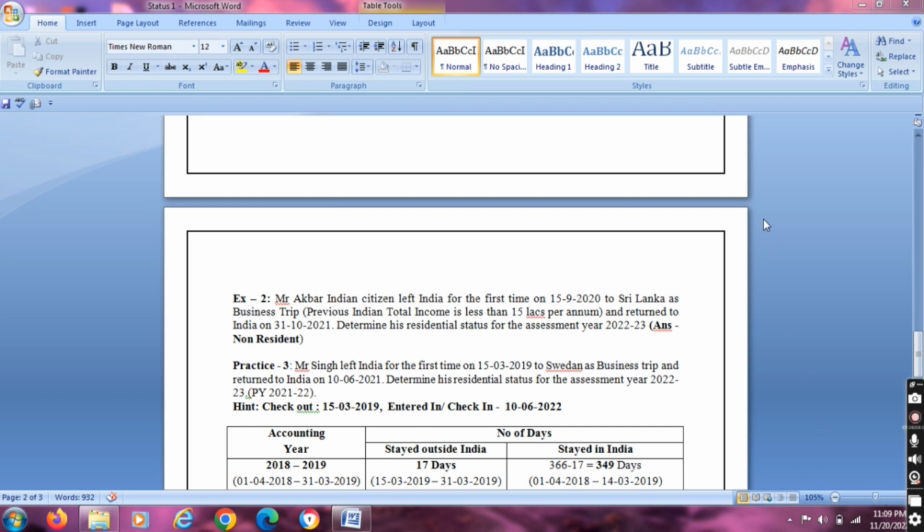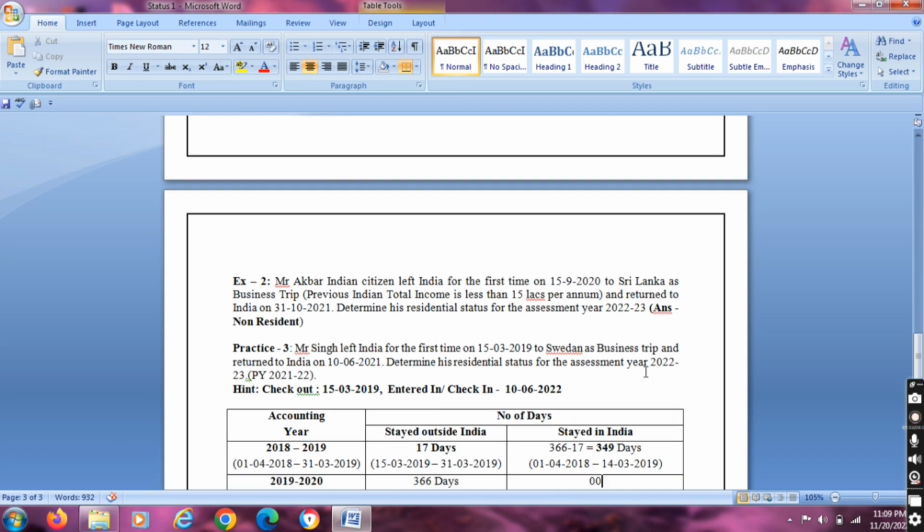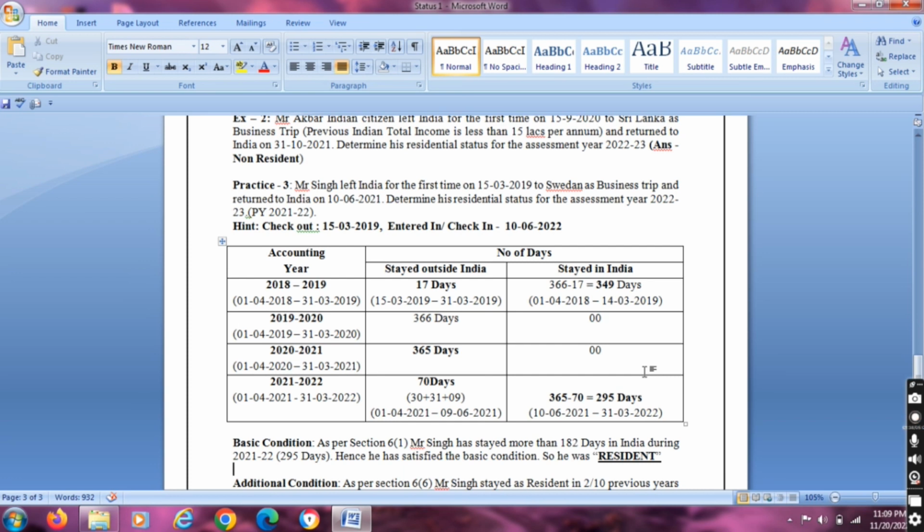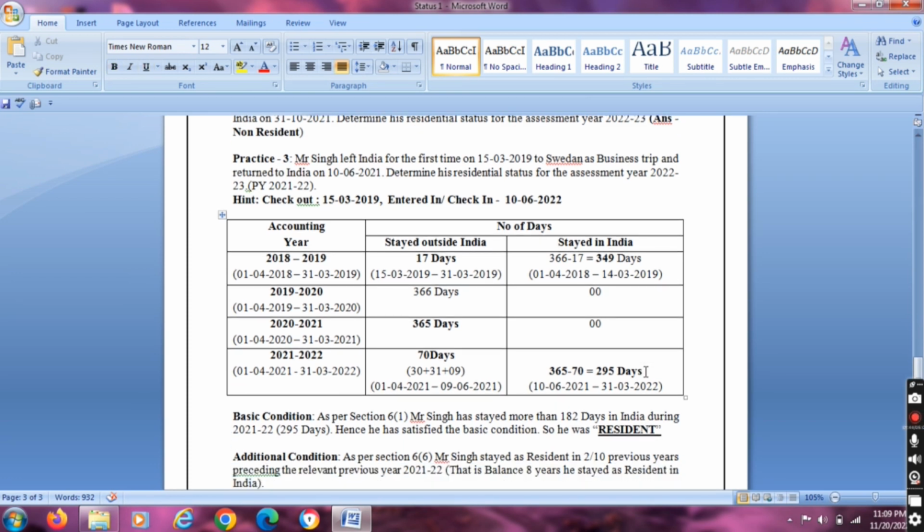So shall we go for our residential status calculation table: accounting year, stayed outside India, stayed inside India. Based on our calculations, during our accounting year he stayed 295 days in India. As per section 6 subsection 1, he has stayed more than 182 days in India during 21-22, that is 295 days. Hence, he has satisfied the basic condition, so he was a resident.